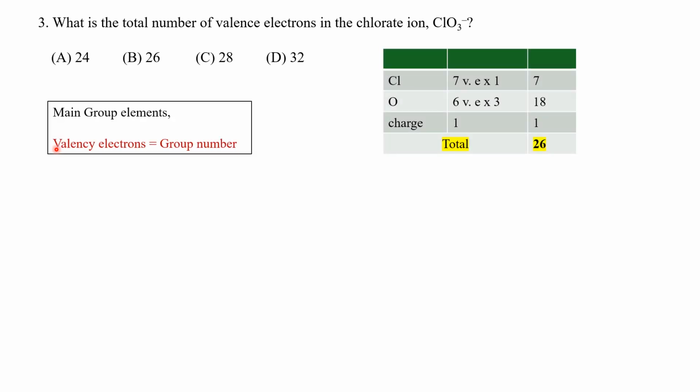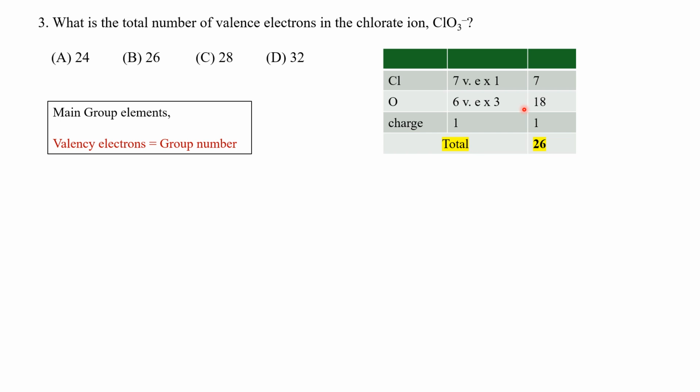The main group elements. Main group means the 8 taller columns in the periodic table. The first two are group 1A and group 2A, alkali metals and alkaline earth elements. The last 6 columns, 3A to 8A, are also taller columns. So 1A, 2A, 3A up to 8A are main group elements. For the main group elements, the number of valence electrons is equal to their group number.